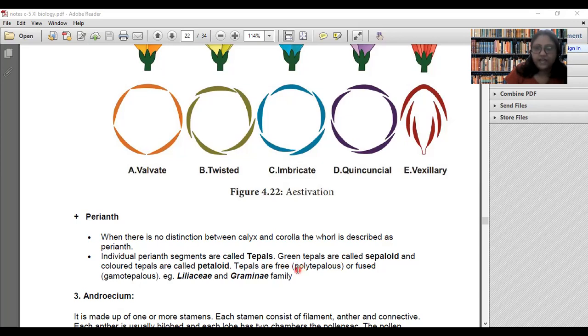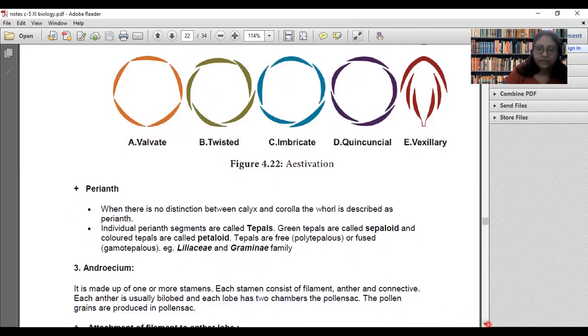We can use polytepalous and gamotepalous also. Meaning is the same. In case of tuberose, it is gamotepalous. Why? Because the tepals are connected to form a tube-like structure.